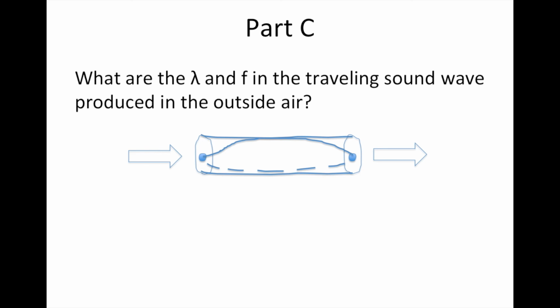And if the frequency is the same, that means the wavelength is also the same. So the answer to this part of the problem is simply the frequency of the wave in the outside air is 262 Hz, and the wavelength is 1.31 meters.